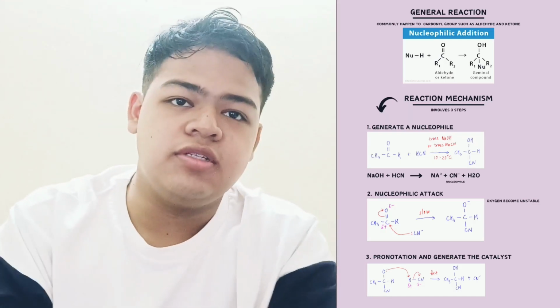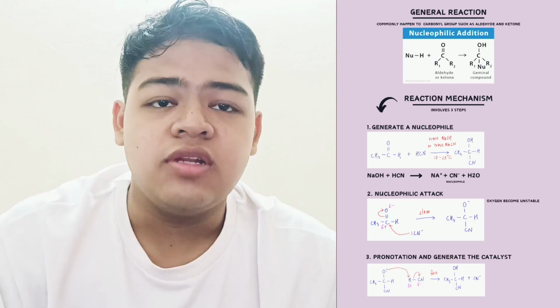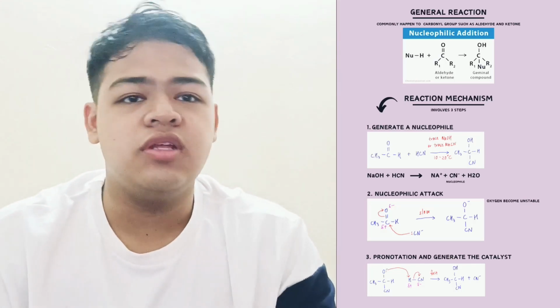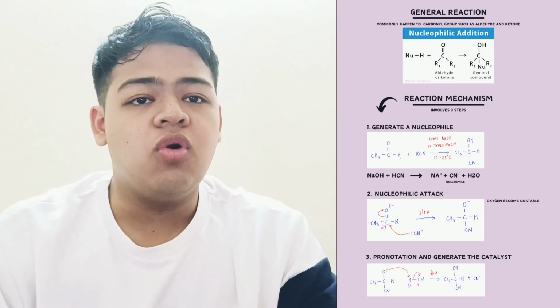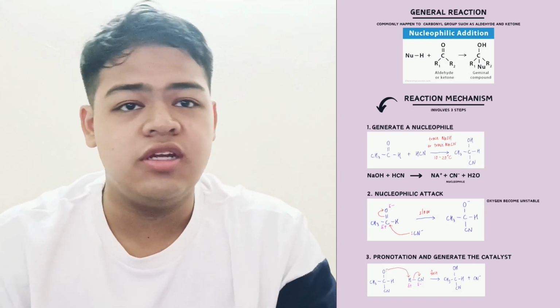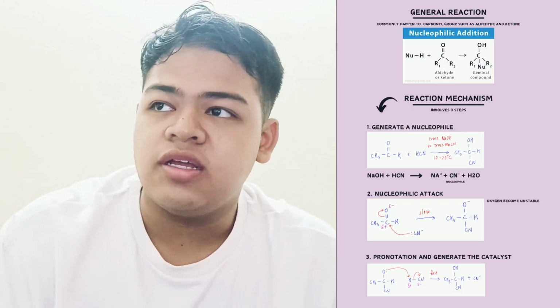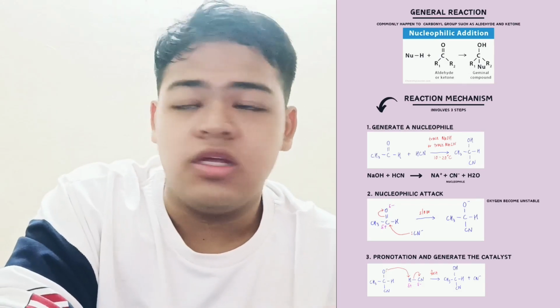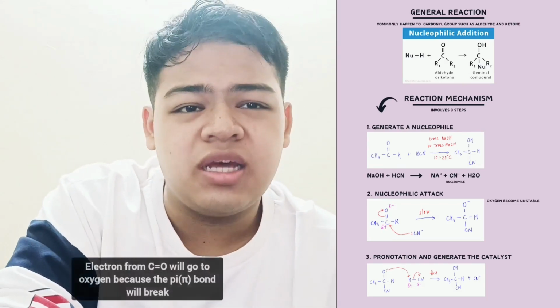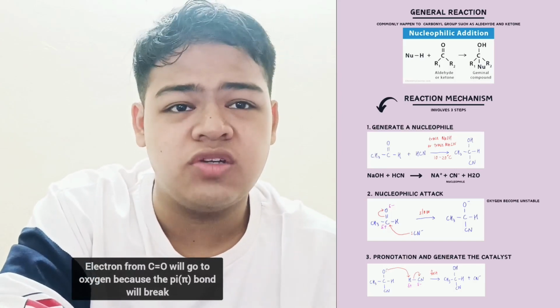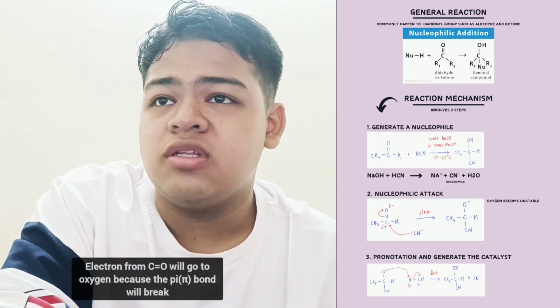The second step is the nucleophilic attack. So let's take the aldehyde as an example. We know that carbon is more electropositive than the oxygen, and the oxygen is more electronegative. Then the nucleophile will attack the carbon, and it will form the carbon-carbon bond there. The electrons from the carbon-oxygen pi bond will go to the oxygen because the pi bond will break.